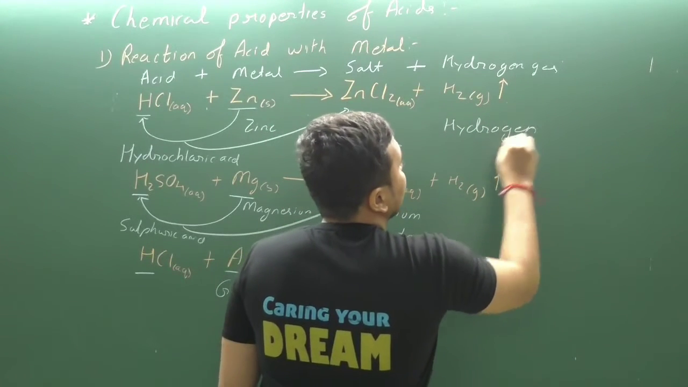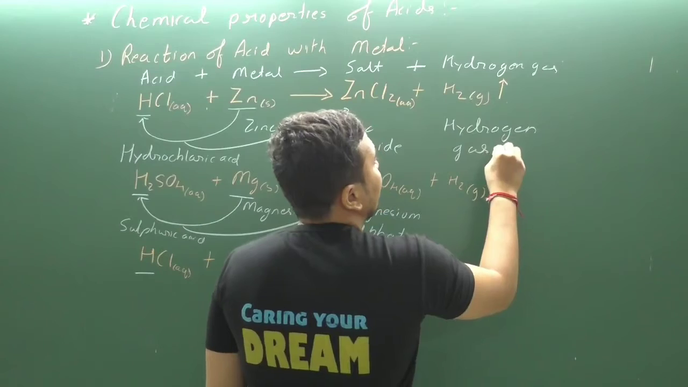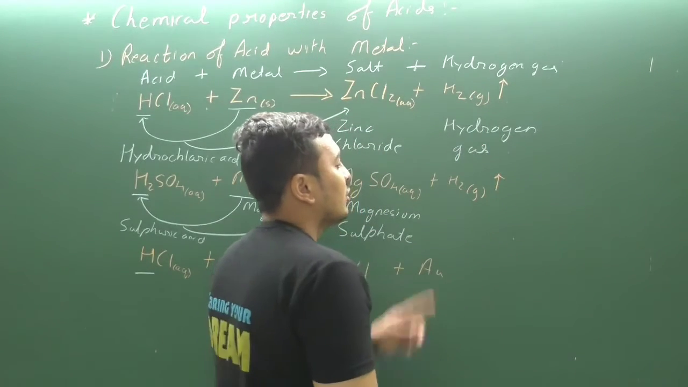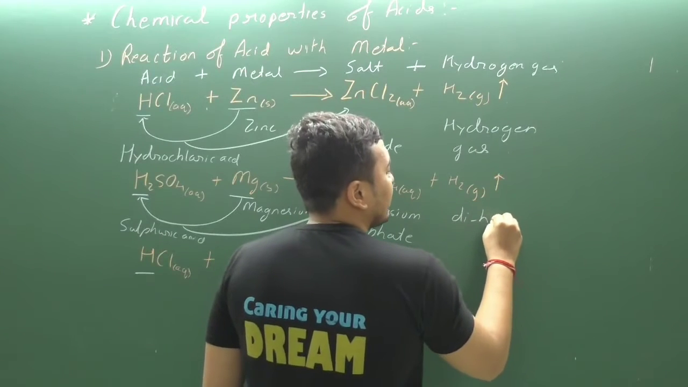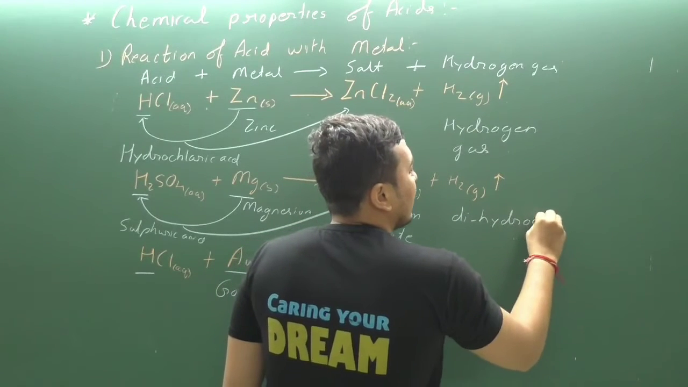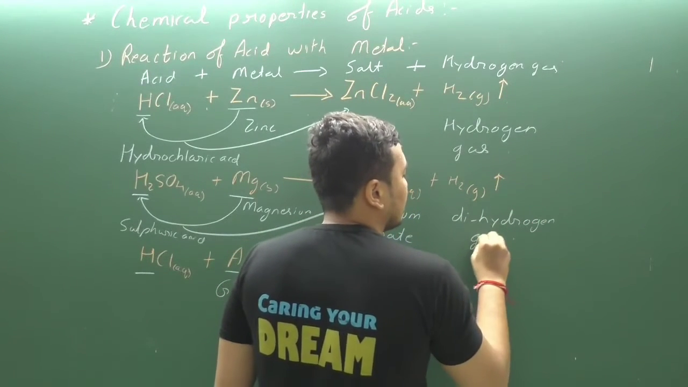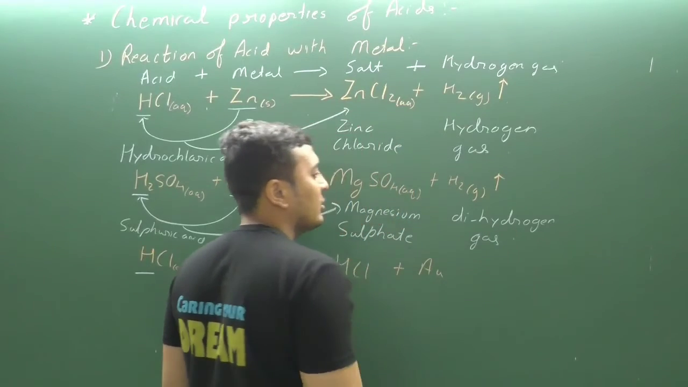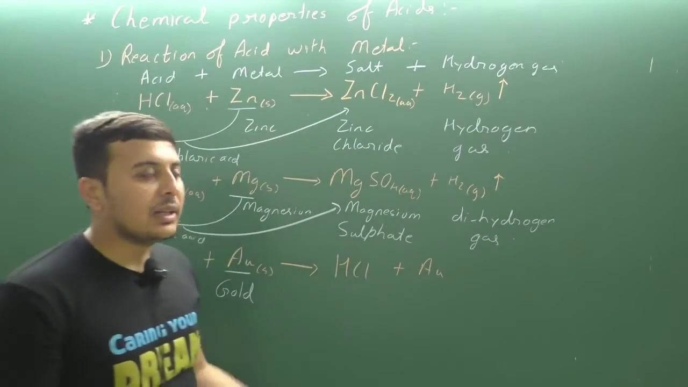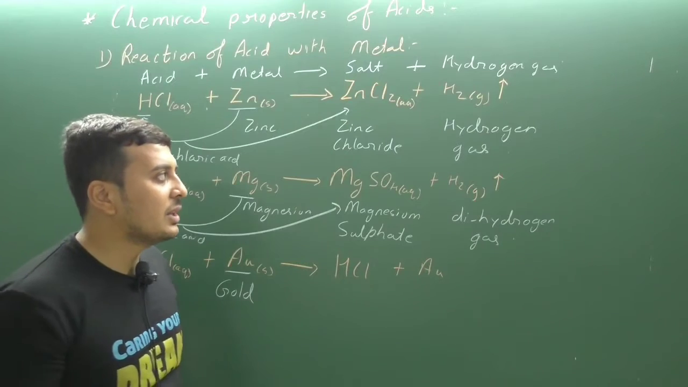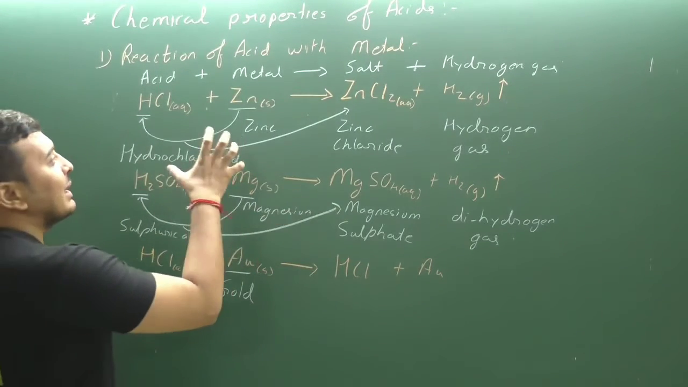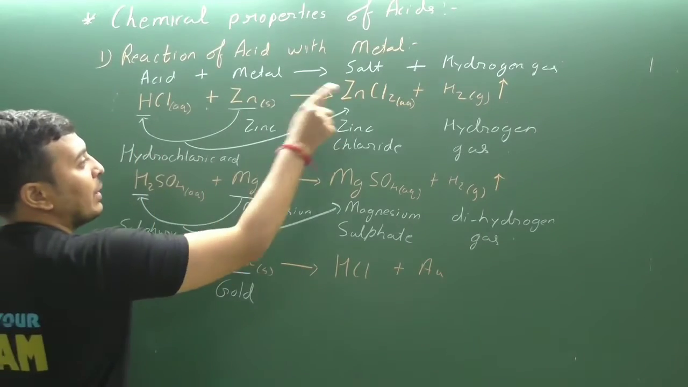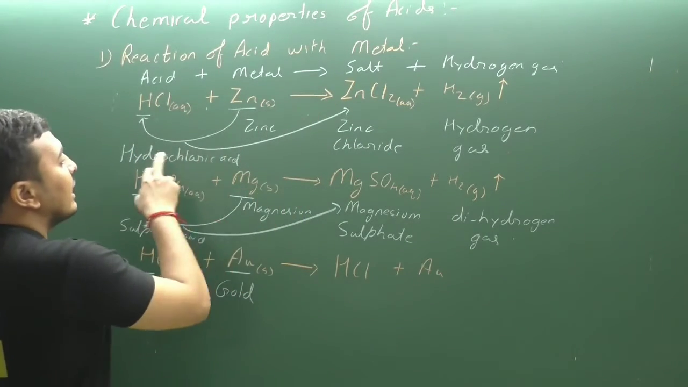Here also we have to write it is hydrogen gas. What is the formula of hydrogen? H2. So instead of hydrogen gas, it can also be said as dihydrogen gas. Dihydrogen means two hydrogen, that is H2. Clear? So this is a complete chemical reaction: compounds, its states and name.